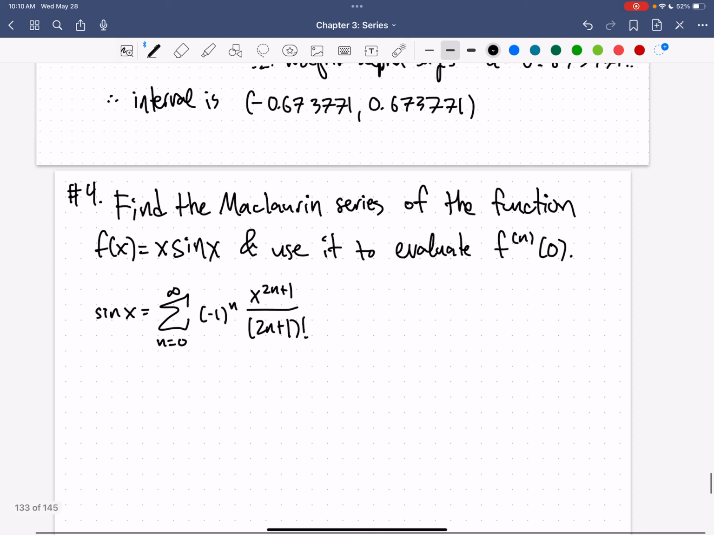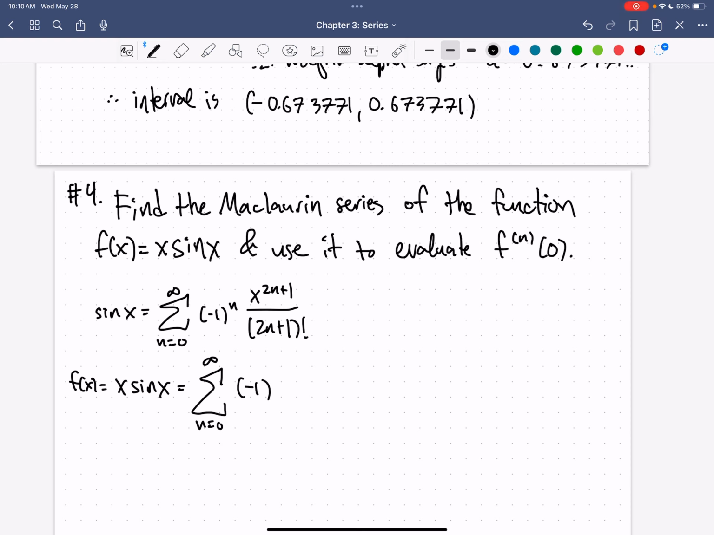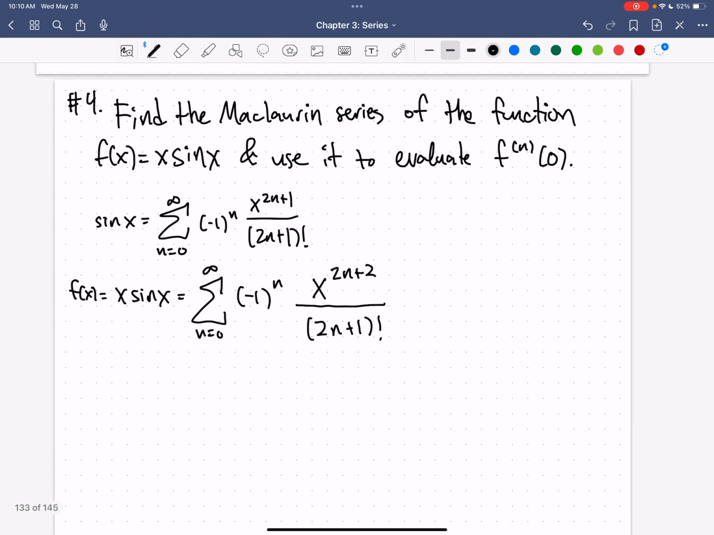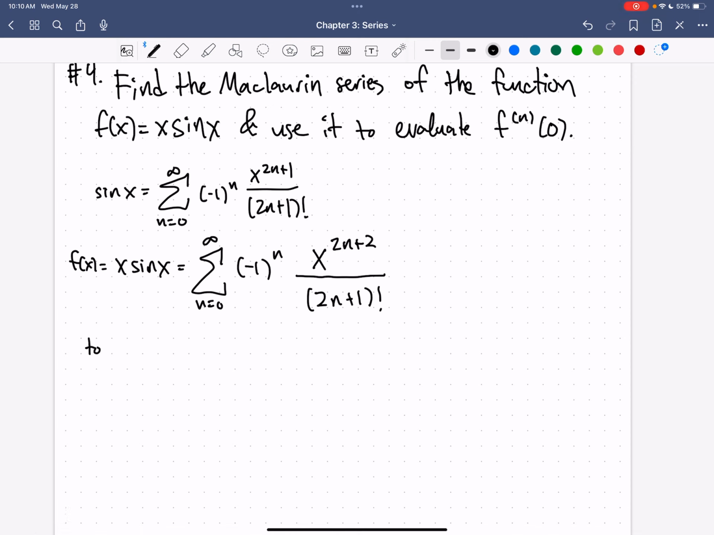And so f of x is equal to x sine x, which is x times that. And so we just pick up an extra power of x. So now in the numerator, we've got x to the 2n plus 2 instead. Cool. Well, now to find what the nth derivative of the function at 0 is, we need the summand, so what's inside the sum, to be of the correct form. Because we know that a Maclaurin series is of a certain form.